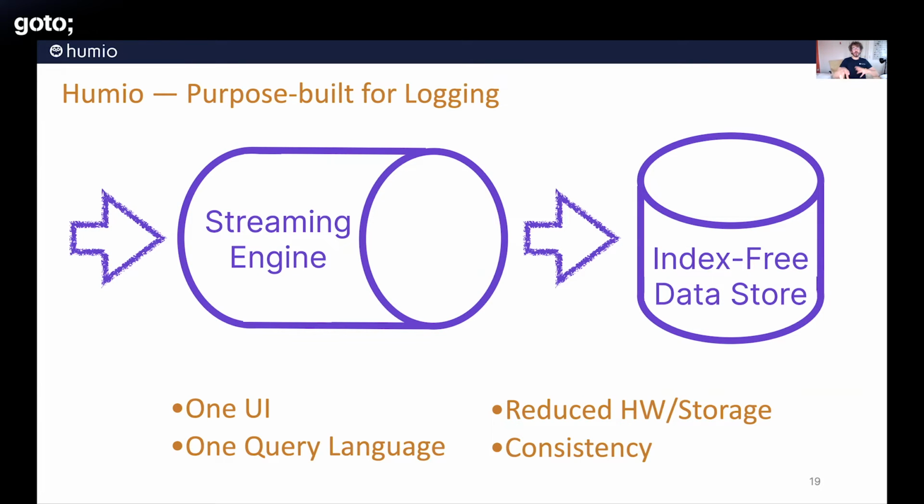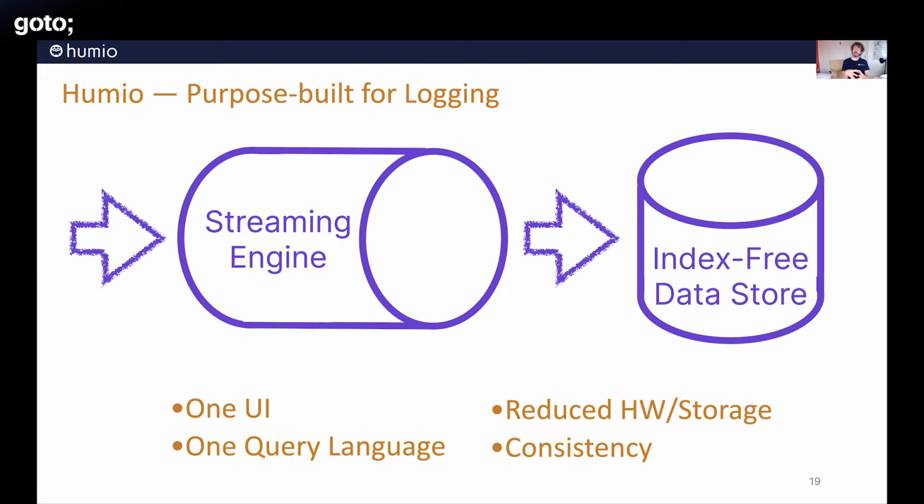So Humio is kind of the same thing. It is a streaming engine and a data store built together that can deal with live data as it's arriving. So the streaming engine can look at data as it's coming in and trigger on this data on arrival. Then it stores it in a data store.